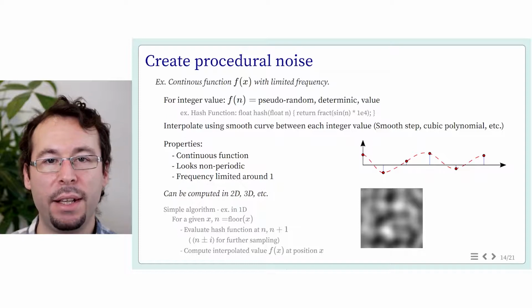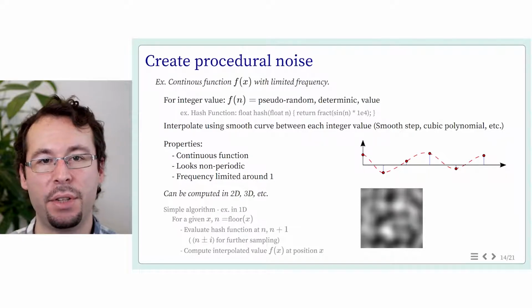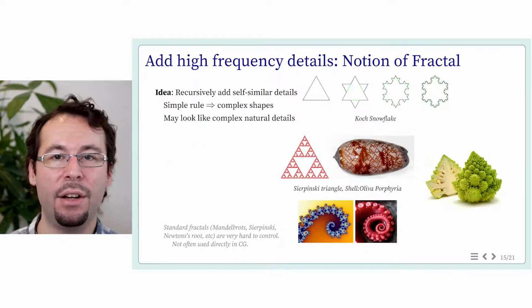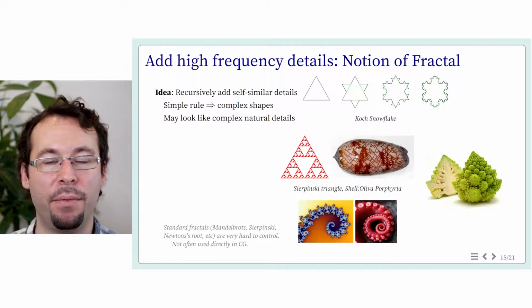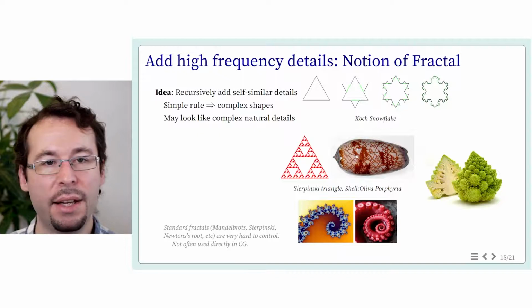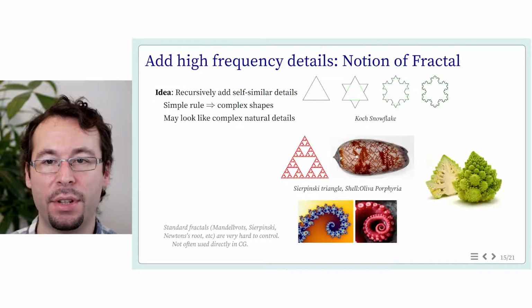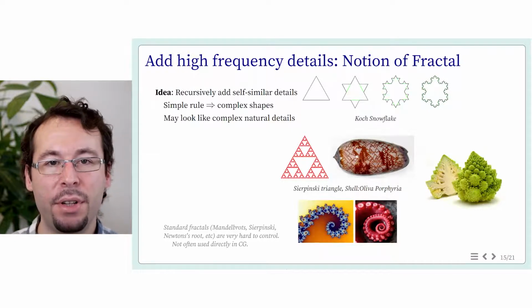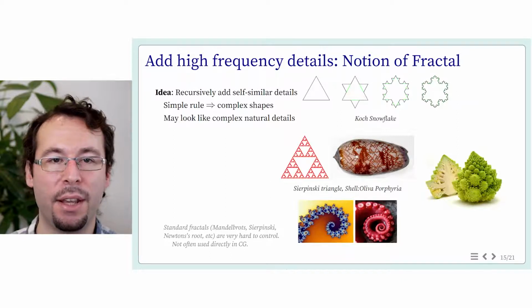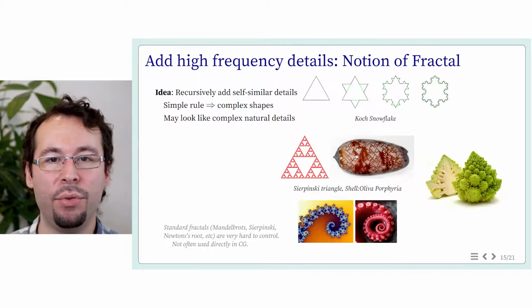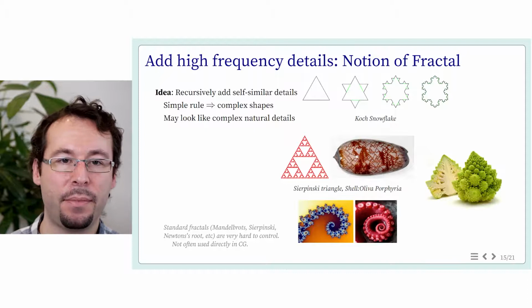So okay, but this only gives a low frequency function. In most situations, for real objects, we would like to see more details. Then we can look at the fractal objects that typically model this type of high frequency. The idea is to recursively add self-similar details. This process follows a very simple rule and can lead to complex shapes. And some of the standard fractals look sometimes surprisingly close to natural details. However, standard fractals, such as Mandelbrot's, Sierpinski triangles, Newton's roots, and so on, are very hard to control. So we are not using these directly in computer graphics.